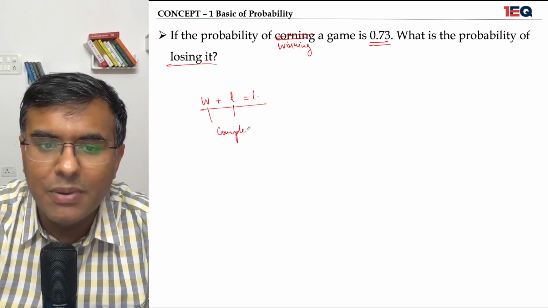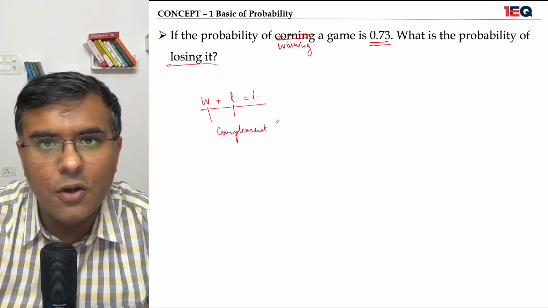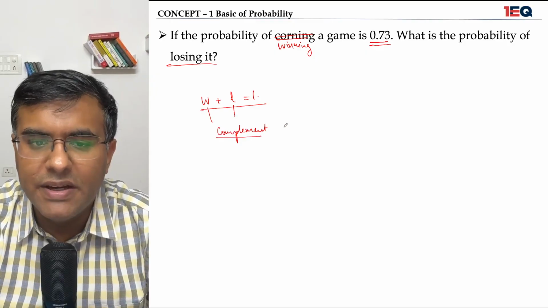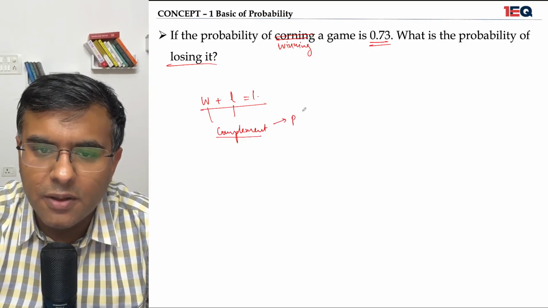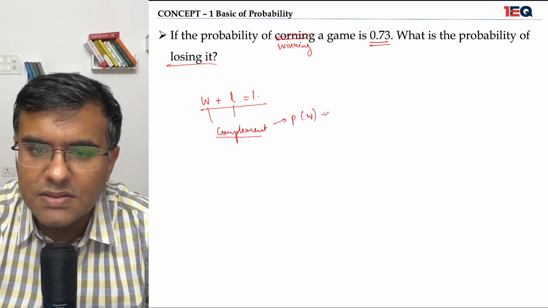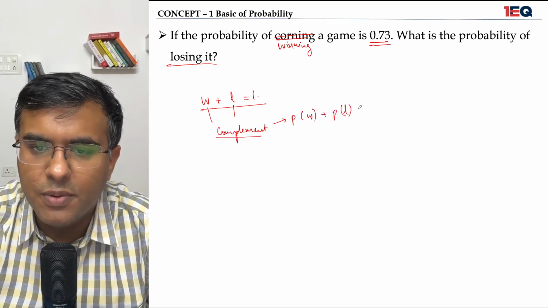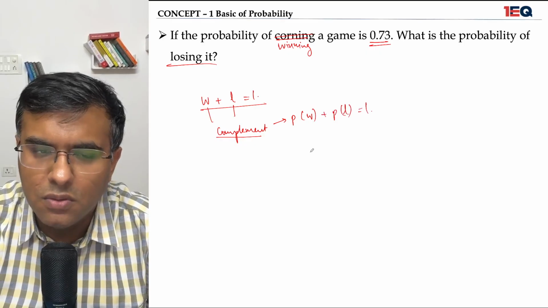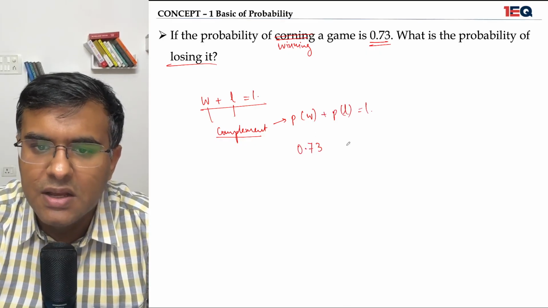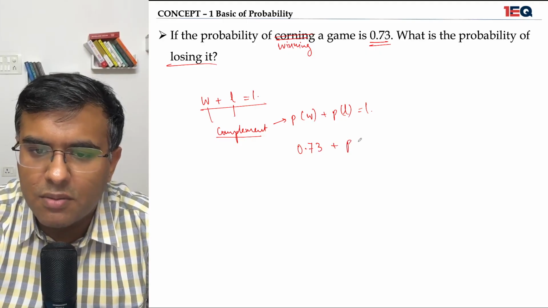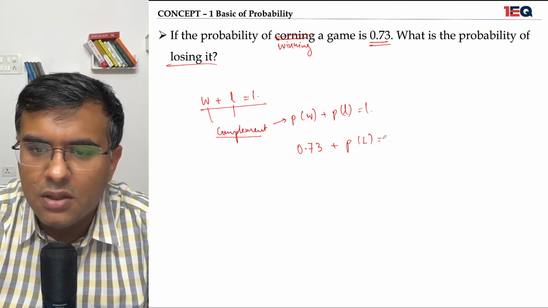Okay, they complement each other, they are complementary events. So the probability of winning plus the probability of losing would be equal to 1. The probability of losing has been asked, and the probability of winning has been given as 0.73, plus the probability of losing is equal to 1.